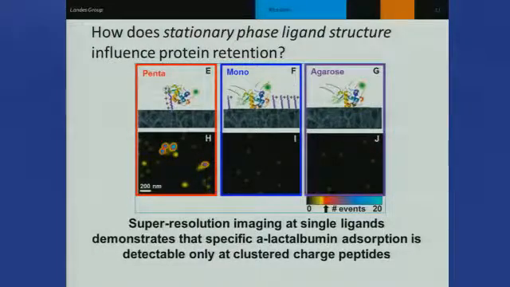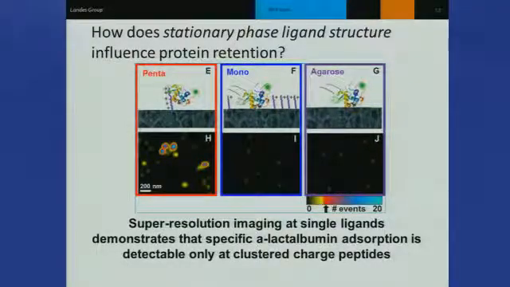So in this particular case, our results lead us to a conclusion that's actually much stronger than the hypothesis we formed at the beginning, which was simply that clustering's happening and contributing. Our conclusion based on this data is that clustering is the only driving force that is causing the interaction between this protein and the stationary phase. So of course, that's a much stronger assertion and conclusion, and so that requires much stronger experimental evidence.